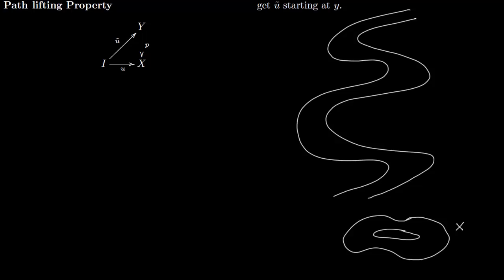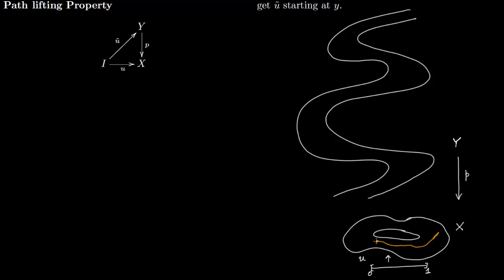So we now talk about the path lifting property. You have a space X and a space Y, and this covering projection P onto X. Now say you have a path in X. Obviously this path will come from an interval from 0 to 1, which is a closed and bounded interval. From here you apply, say, a map U to it, and this will give you a path in space X.